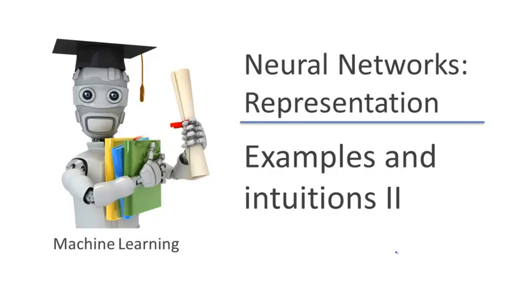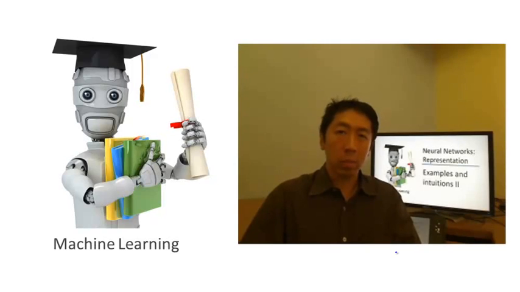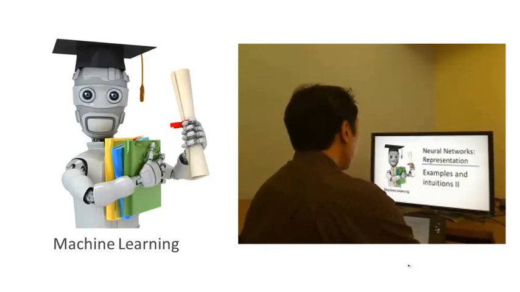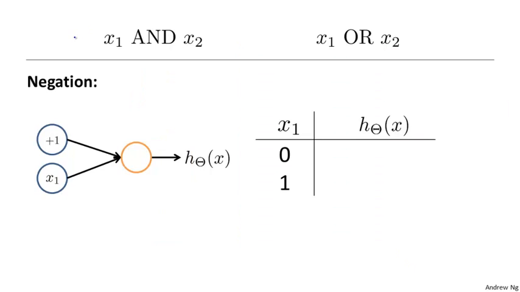In this video, I'd like to keep working through our example to show how a neural network can compute complex nonlinear hypotheses. In the last video, we saw how a neural network can be used to compute the functions x1 and x2 and the function x1 or x2 when x1 and x2 are binary, that is, when they take on values in 0, 1. We can also have a network to compute negation, that is, to compute the function not x1.